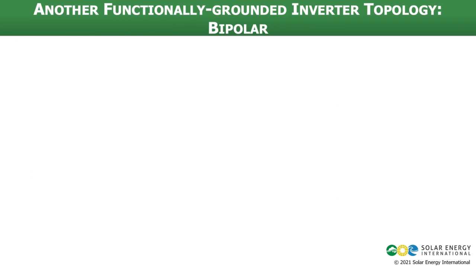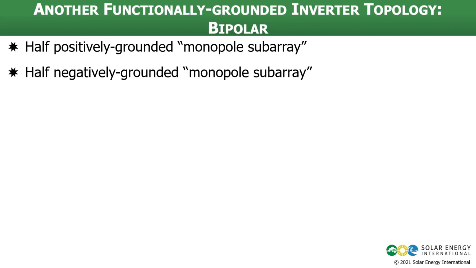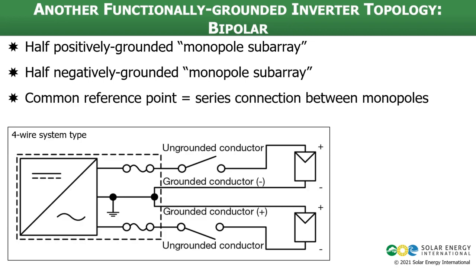I'd like to touch on one other type of functionally grounded inverter topology, and that's bipolar PV arrays. So what does that mean? Well, we have half of the array is positively grounded and half of the array is negatively grounded. And each of those halves is known as a monopole subarray. And there is a common reference point within the inverter that is a series connection between both monopoles.